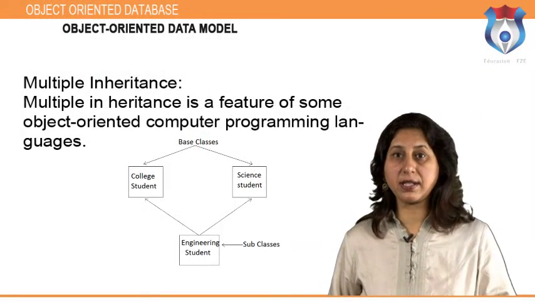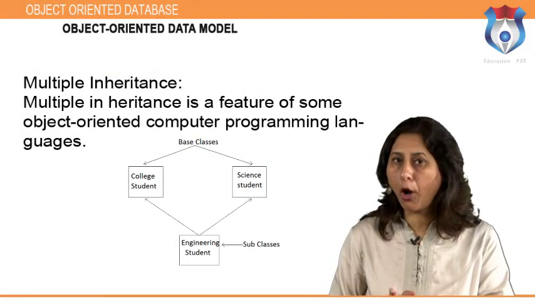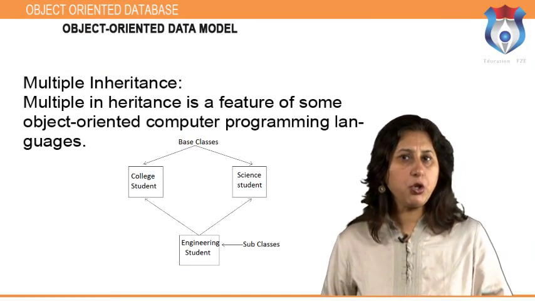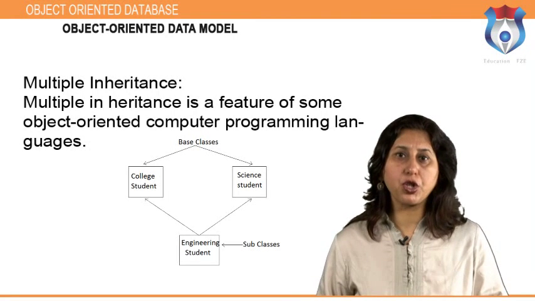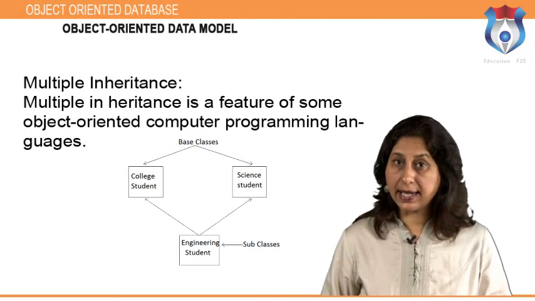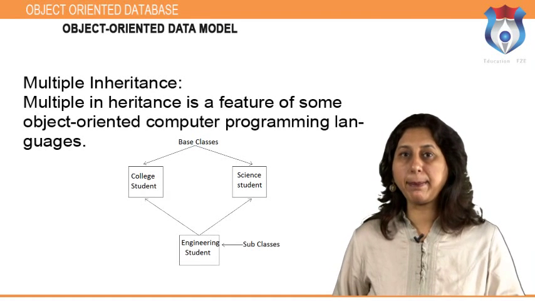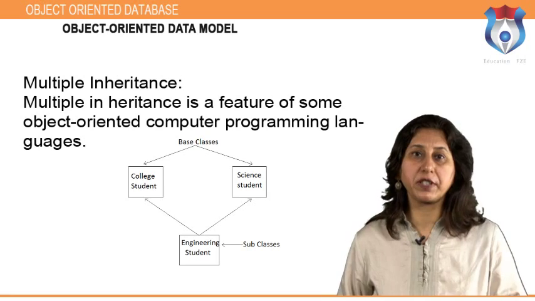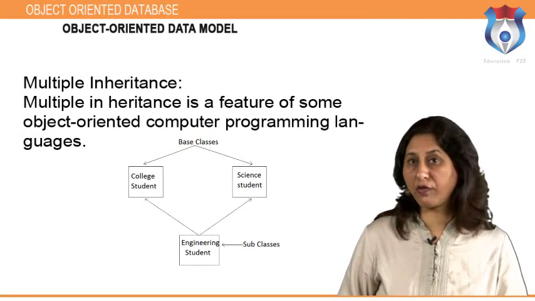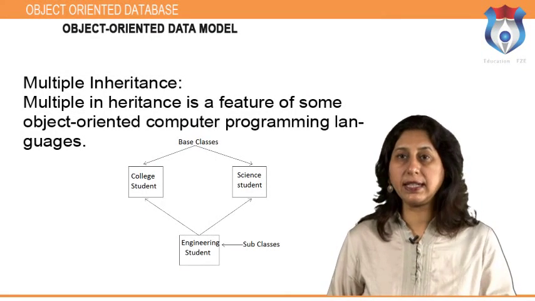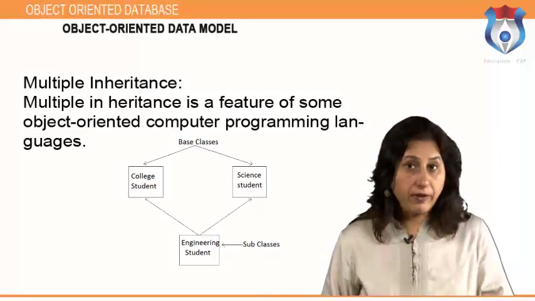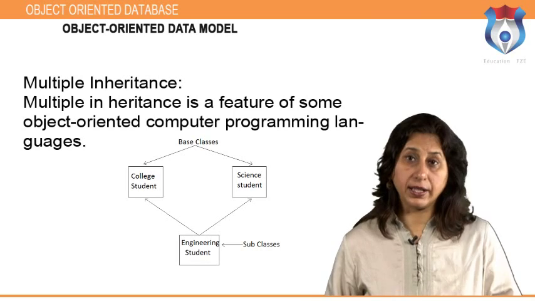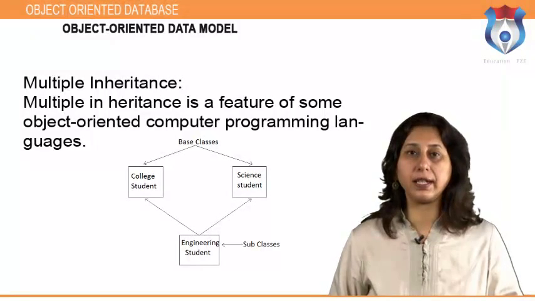Multiple inheritance is a feature of some object-oriented computer programming languages. In most cases, tree-structured organization of classes is adequate to describe applications. In such cases, all superclasses of a class are ancestors of descendants of another in the hierarchy. However, there are situations that cannot be represented well in a tree-structured class hierarchy.